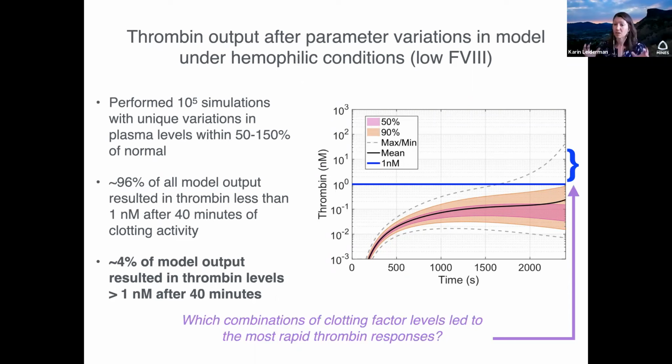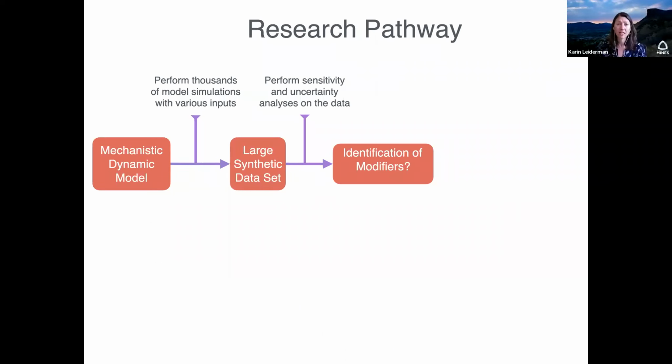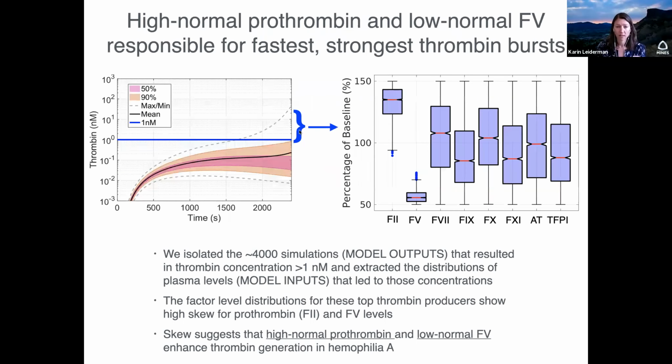Okay, so we're going to zoom in and look at those 4,000 simulations, and we're going to try to extract information out of those to help us answer that question. So the next stage of the process is to take the output and statistically interrogate it to potentially yield modifiers of thrombin generation in hemophilia. So let's go back to this picture. We're going to focus in on these 4,000 simulations, and we want to provide a descriptive statistic for what we are seeing in this output.